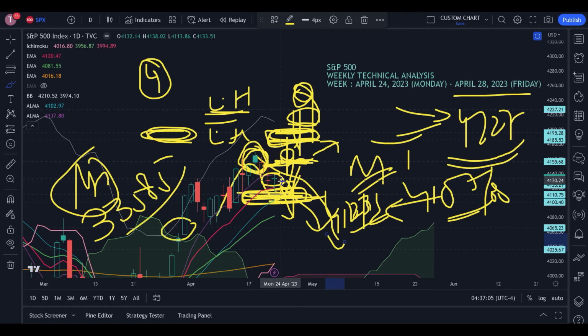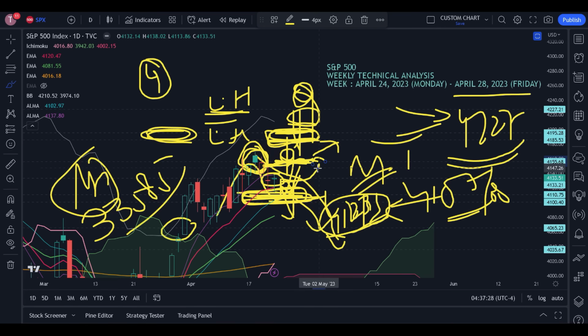Now if it survives on Monday, if it is able to hold above 4110 on Monday, or if it is able to hold above 4122, 4123 on Monday, this means that the S&P 500 and the US stock market have intentions to hold and to give one more retry to 4155.